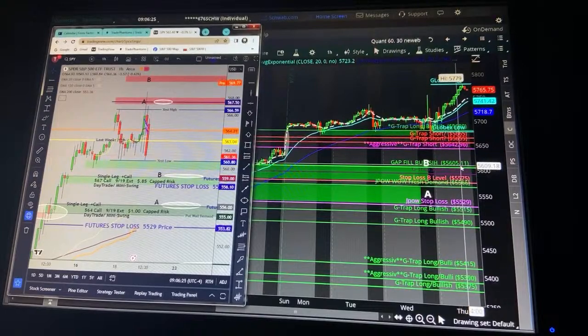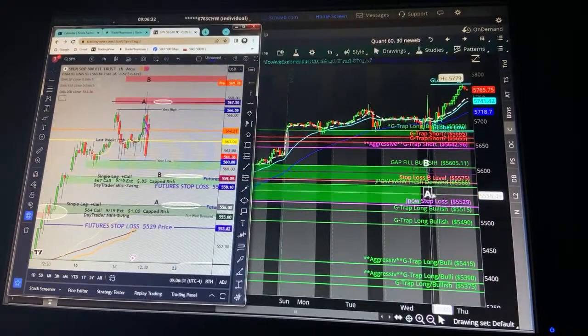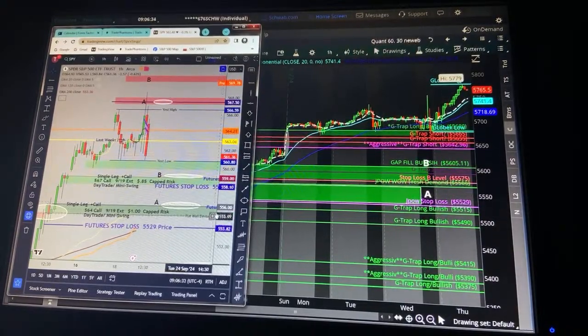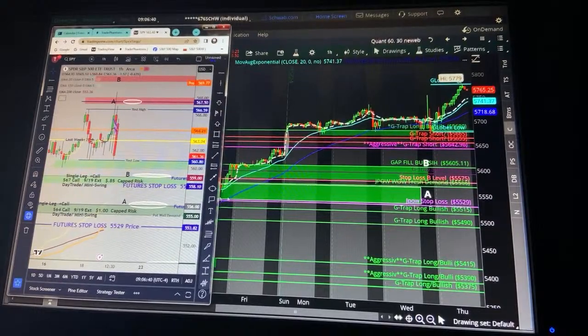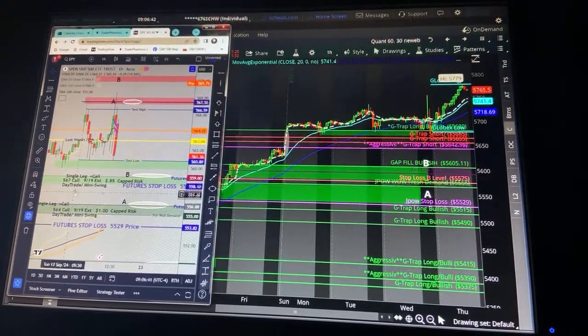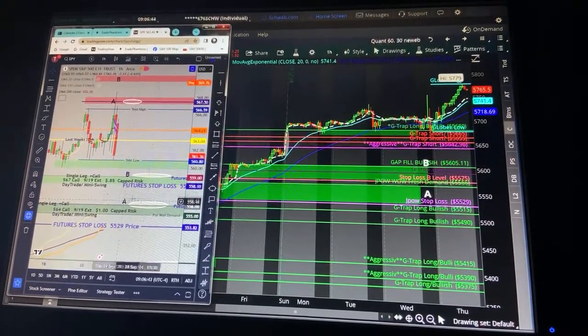5605 for futures. And down here, itemized A, lining up with SPY, is going to be, what do we say, 5566 down in here. So just looking at levels and lining that up with the S&P futures, SPY, and SPX.